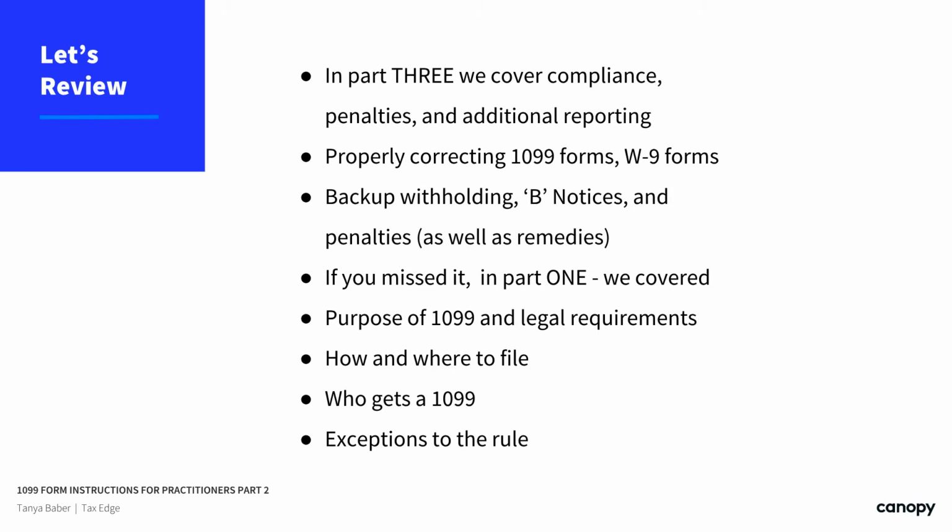Part 3, we cover compliance and penalties and additional reporting. We look at how to correct those pesky 1099s when it doesn't work, like what are the void and the corrected boxes for and how do we utilize that. We look at W-9 forms, backup withholding, and even the new rate of backup withholding that came about because of the Tax Cuts and Jobs Act. B notices, we call them the dreaded B notices because when you get it, they can be a little bit of some hair pulling, but knowing what to do with it makes that easier. And penalties as well as potential remedies.